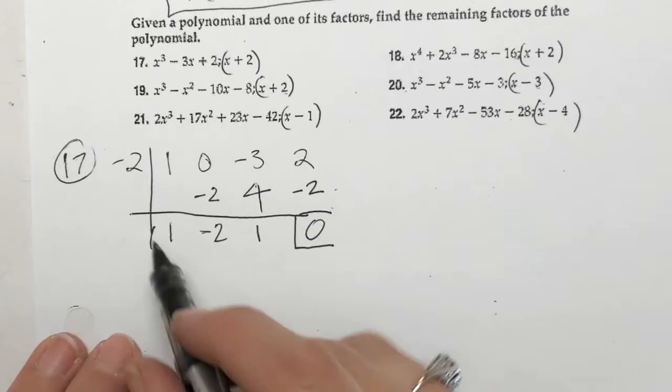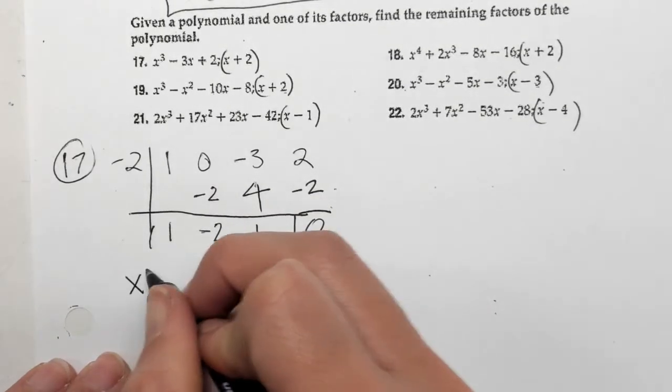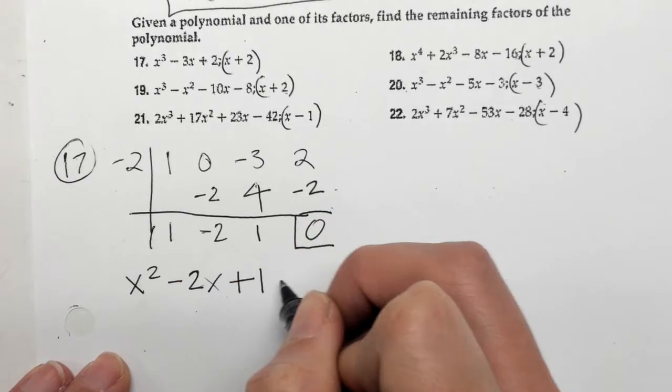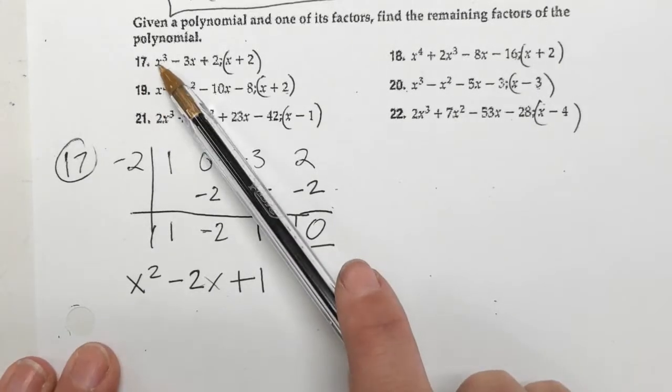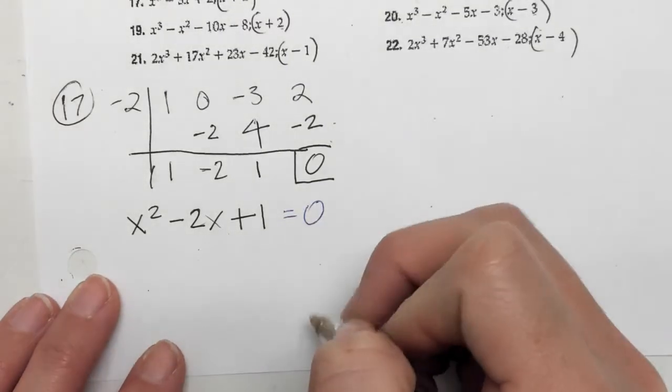Do y'all remember how to write this as a polynomial? Alright, tell me. Alright, how did you know to start with x squared? Why didn't you start with like x to the 3rd or something like that? Good, one less than this one. Alright, now that we have this, we can find the other zeros. By doing what?